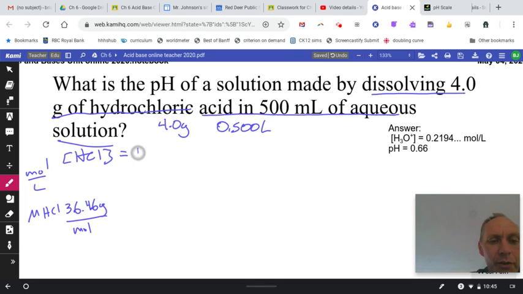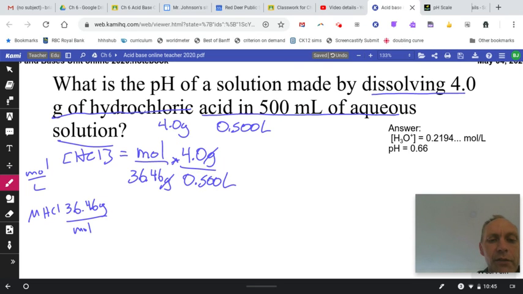Okay, so I want moles per liter, so I'm going to flip that: 1 mole over 36.46 grams. Now we just need to cancel out our grams right there. 4 grams, they're gone. So now I have moles, but I want moles per liter, so I'll put liters on the bottom. So now my units are moles per liter. Multiply all of that together, make sure I got all that right, and we get 0.219 moles per liter. That's our concentration of hydrochloric acid.